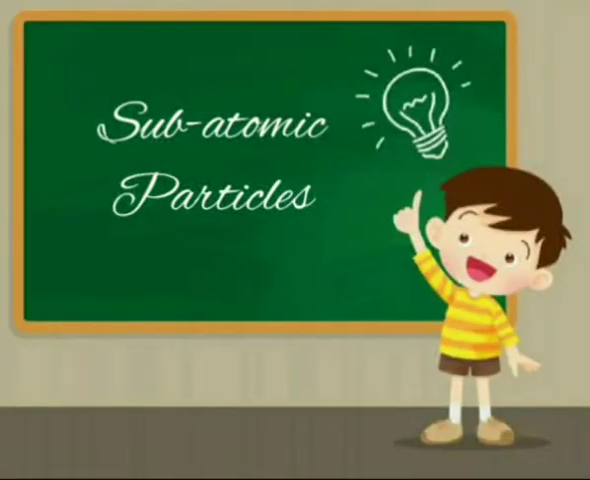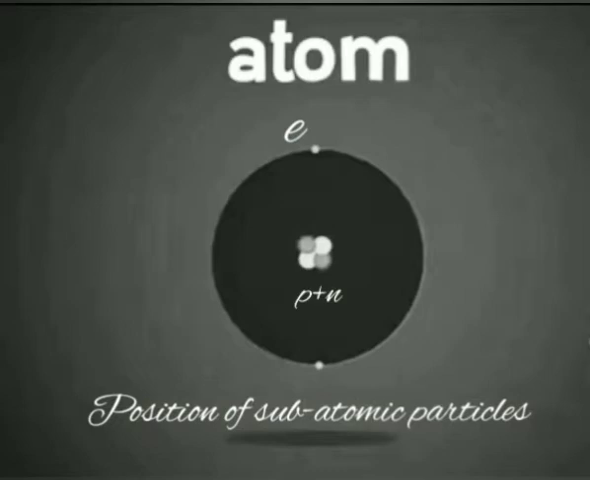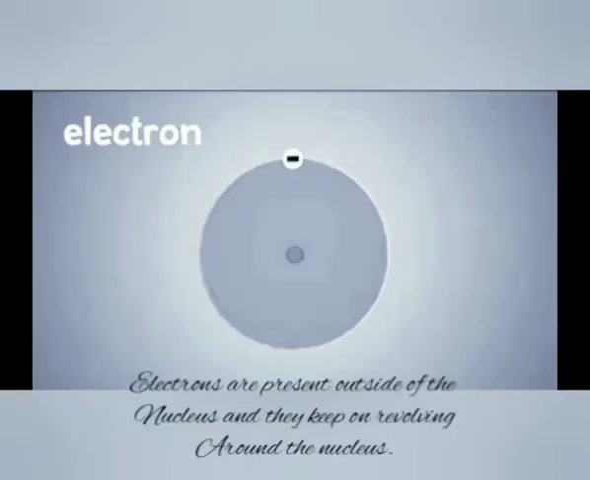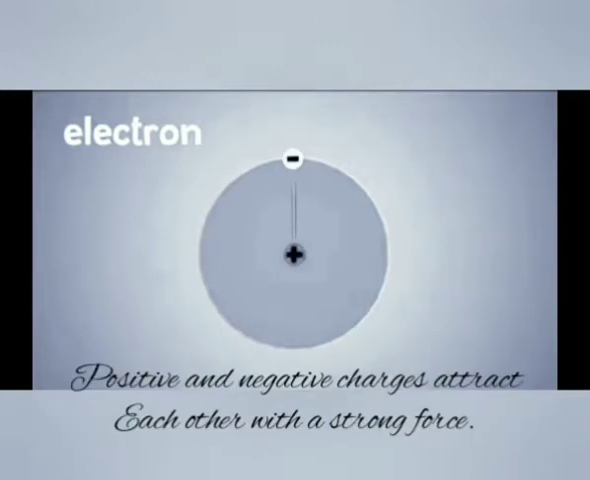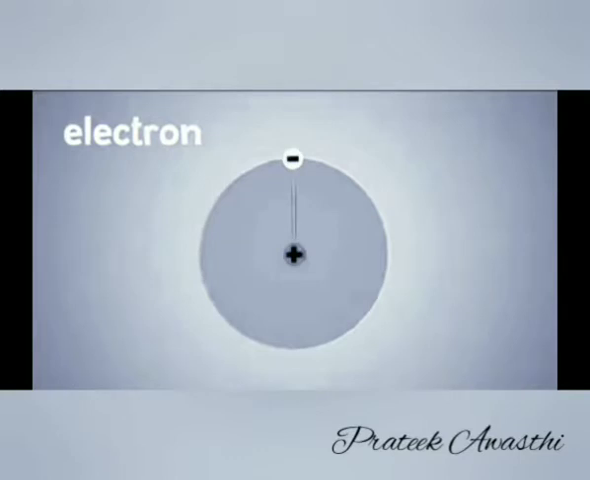Next topic, subatomic particles. Let's study the position of the subatomic particles one by one. First, electrons. These are present outside of the nucleus and they keep on revolving around the nucleus. They are negatively charged, whereas the protons are positively charged. Protons are present at the nucleus at the center of the atom.